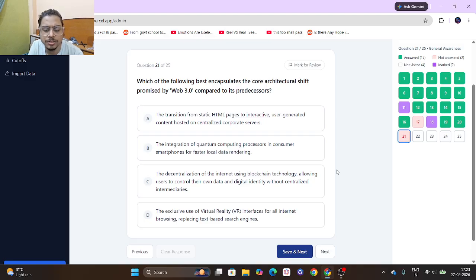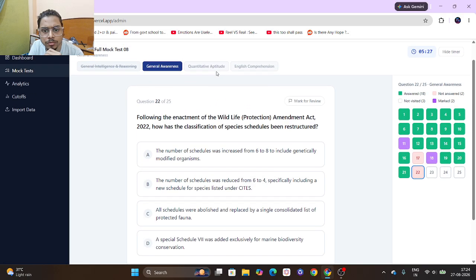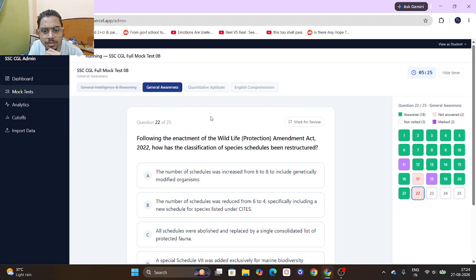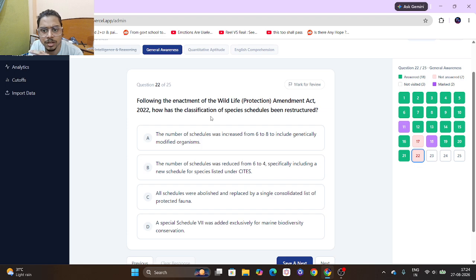Which of the following best encapsulates the core architectural shift promised by Web 3.0 compared to its predecessors? The transition from static HTML to interactive user-generated content hosted on centralized corporate servers; the integration of quantum computing processors in consumer smartphones for faster local data rendering; the decentralization of the internet using blockchain technology, allowing users to control their own data and digital identity without centralized intermediaries; the exclusion of virtual reality interfaces for all internet browsing. Yes, the third one.